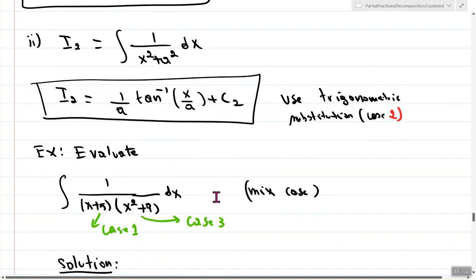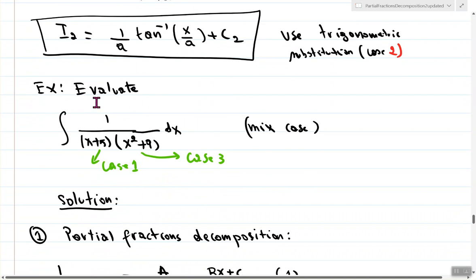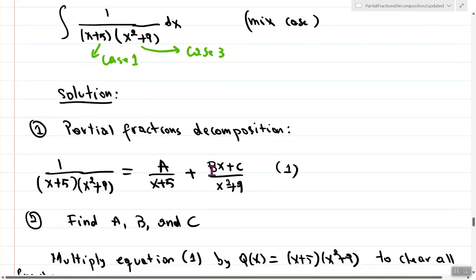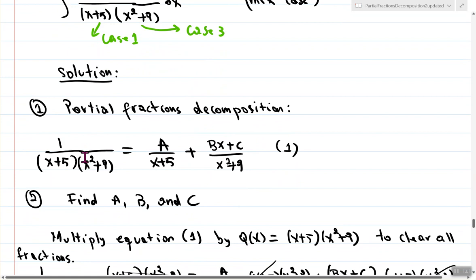So let's take an example. You are asked to evaluate the integral of 1 over the quantity x plus 5 times the quantity x squared plus 9 dx. Here we have a mixed case problem. x plus 5 tells us we're going to use case 1. x squared plus 9 tells us we're going to use case 3. So we go by partial fraction decomposition. We decompose this as a over x plus 5, which is case 1, and then plus, since this is case 3, we continue the alphabet: bx plus c over x squared plus 9.